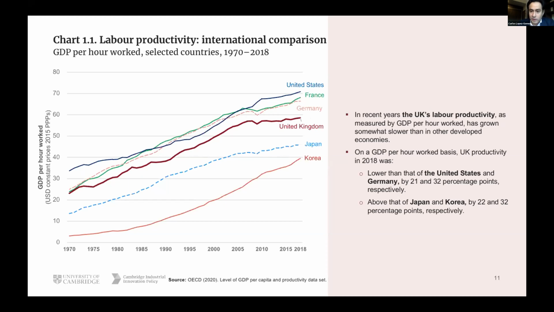Roughly, UK productivity is lower than that of the US and Germany by 20 and 30% respectively, but above that of Japan and Korea, by around similar margins. The lack of agreement among analysts regarding the reasons behind this relatively poor performance of the UK economy has been dubbed the UK productivity puzzle.